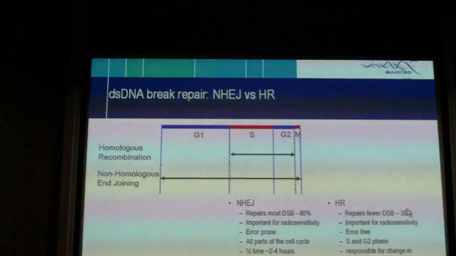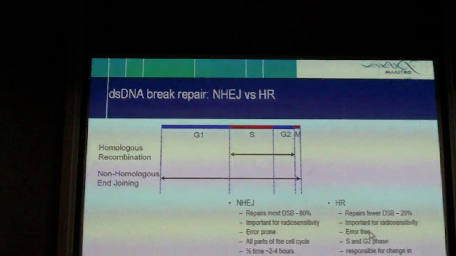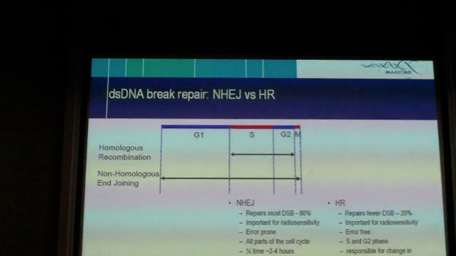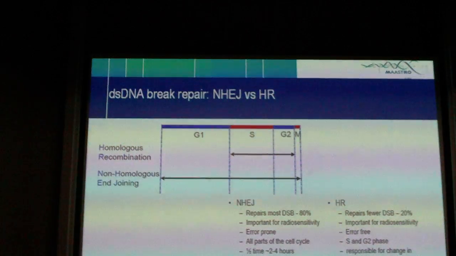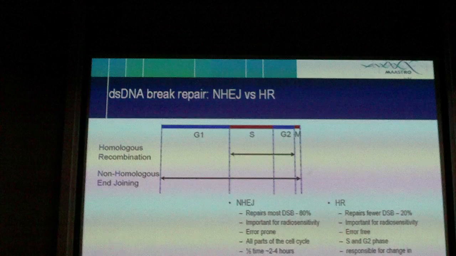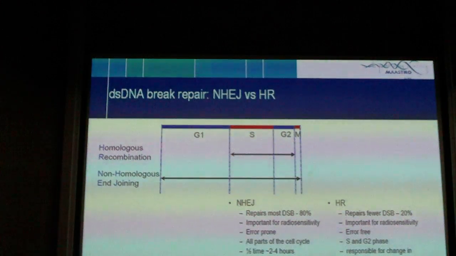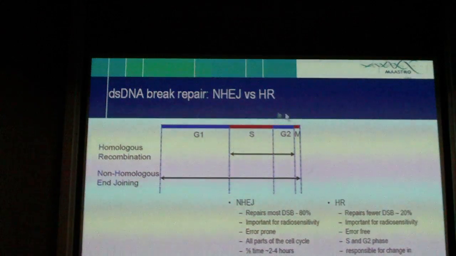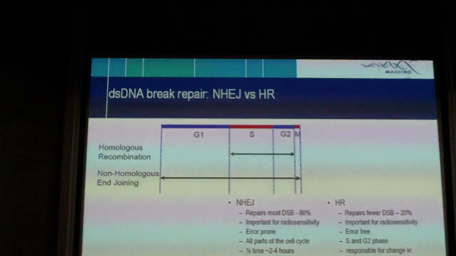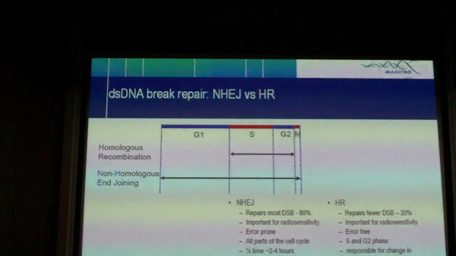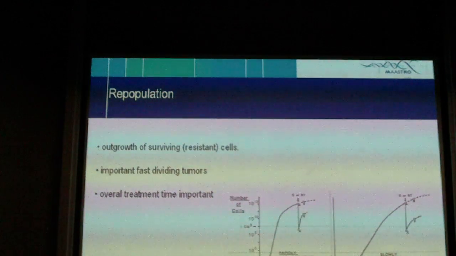Homologous recombination is the other 20% of the repair. It's also important for radiosensitivity. It's error-free. You have a correct sister chromatid, so it uses the information of your correct sister chromatid to repair the double-strand breaks, and in that sense it's error-free. It's only in S and G2 phase. It's responsible for changes in sensitivity within the cell cycle because it's important in S and G2. It varies between cell lines, so it's very high in stem cells. There are a lot of defects in cancer, and it's important for proliferating tissues.